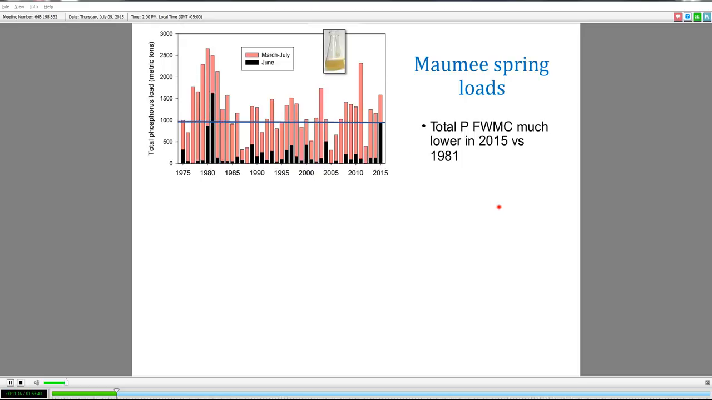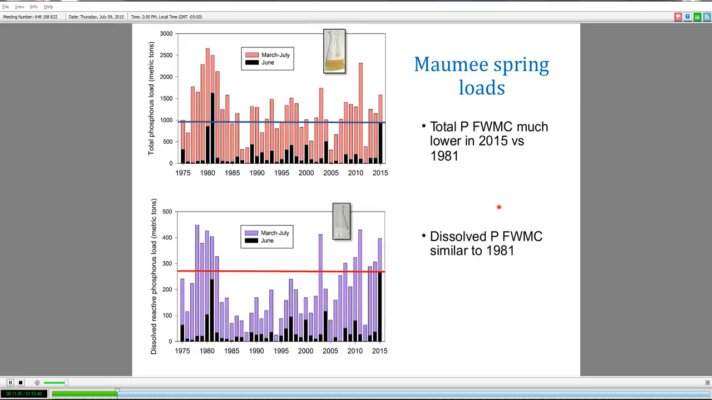Now, the reason we see this pattern is because back in 1981, we had almost twice as much flow weight as we have had in 2015, so we have a much higher June load. If we look at dissolved phosphorus, we see almost the exact same patterns that we found with discharge. That we have had a very high spring so far. June is the highest load that we've had since we've been measuring in terms of just June loading. And this is because dissolved flow weight and mean concentrations are very similar between now and how they were in the 80s.